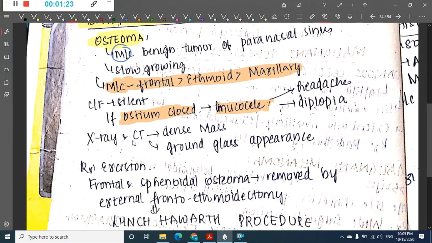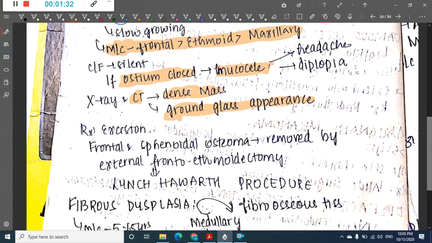If you see on CT or on X-ray, you see a dense mass with ground glass appearance. So how are you going to treat it? Treatment is that we will have to do excision of this tumor, right?